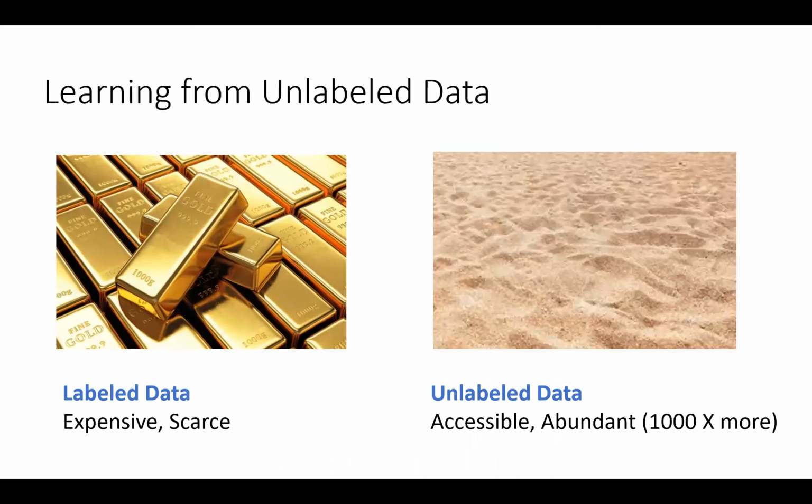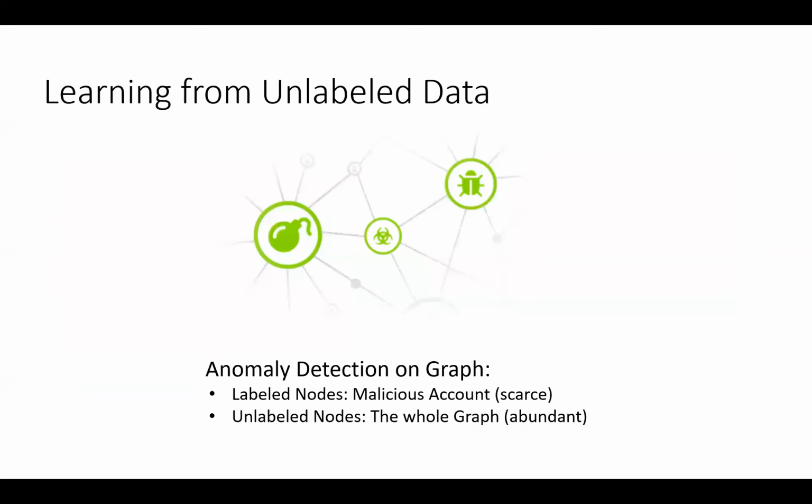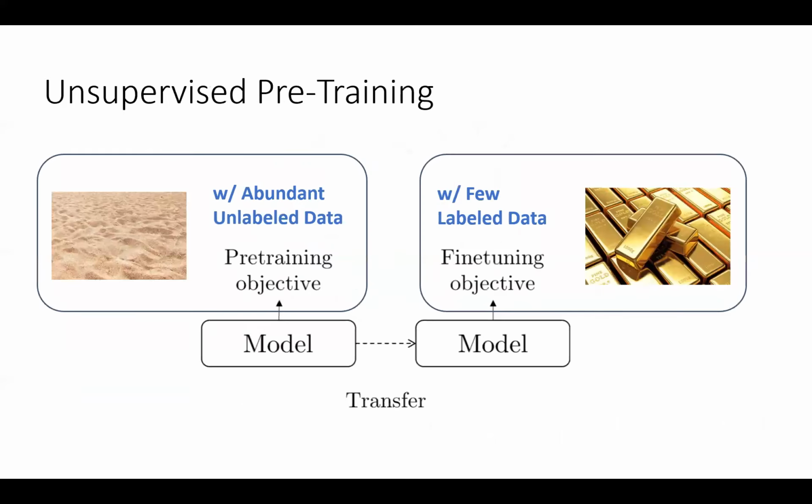The success of machine learning is largely reliant on data. However, high-quality labeled data is often expensive to obtain or scarce for training large models. On the contrary, unlabeled data is much easier to access in large amounts, which can be 1,000 times more than labeled data. For example, when doing anomaly detection on graph, the malicious account should be annotated by experts, while the size of the whole unlabeled network can be billion scale.